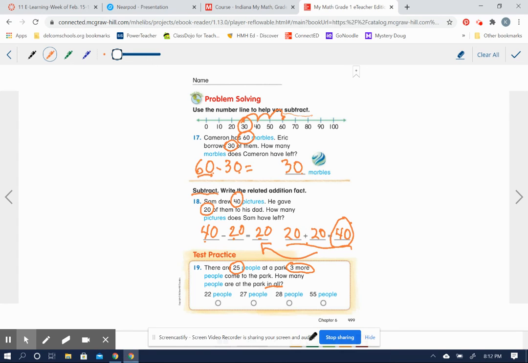Yes, because if we have 25 and 3 more come, we're putting them all together. So we are adding. Count on from 25, 3 more. Ready? 25, 26, 27, 28. 3 more. Do you see an answer here? This says 28 people. Oh, yeah, right there. So we're going to color in that circle right there.